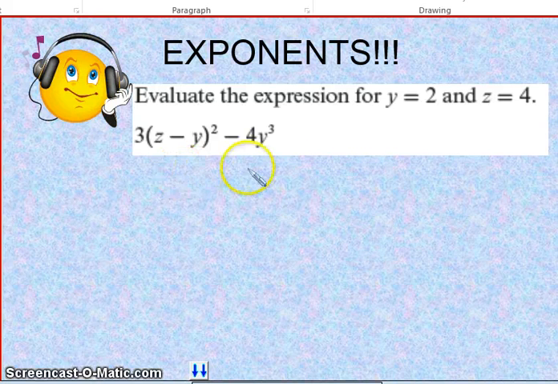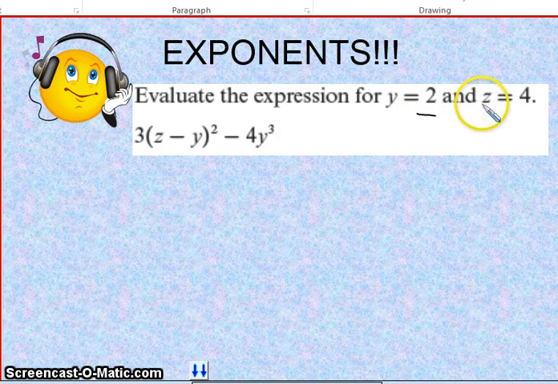And here's our expression. It's a little more complicated because there are exponents and operations and parentheses involved, but we do the problem the same way. Everywhere we see a y, we're going to plug in 2, and everywhere we see a z, we're going to plug in 4. And then we're going to use order of operations to simplify.